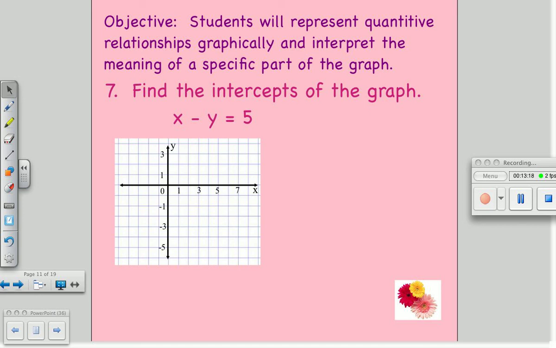X minus y equals 5. So again, finding the intercepts, we'll find the x-intercept first again. So to find the x-intercept, make y 0. X minus 0 is 5. If you're not subtracting anything away from x, then x is already by itself. Any number minus 0 is going to be that number. So x is just 5 then.